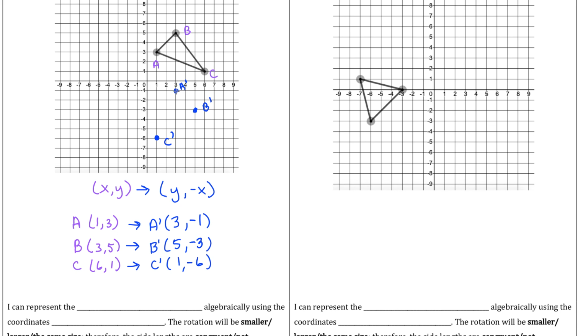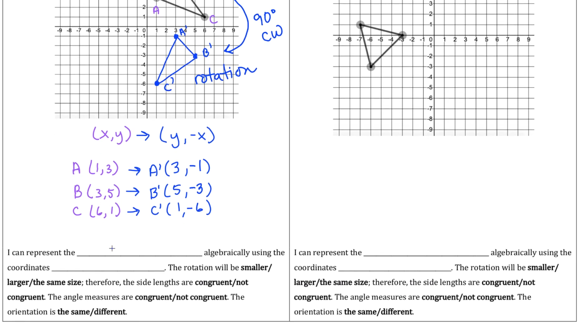Okay? And it rotated. Let's just do it like we did before. Rotated 90 degrees clockwise, and this is the rotation now. So I can represent the rotation algebraically using the coordinates y, negative x.